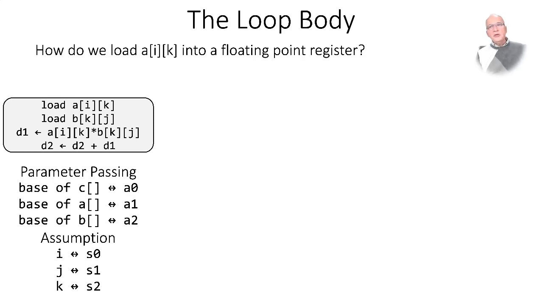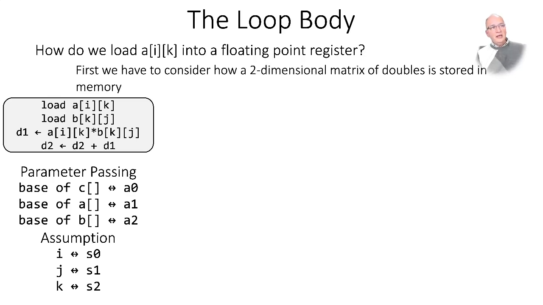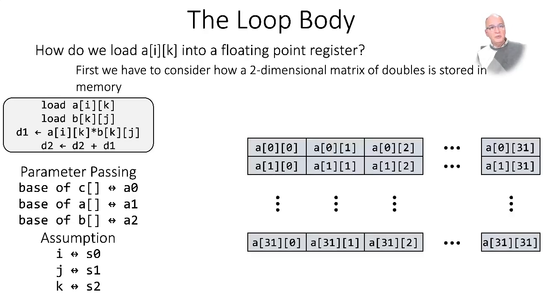So how do we load the value of AIK? Remember, we're going to have to load the value of AIK, BKJ, and store in CIJ. So how do we load AIK? First, we need to consider how a two-dimensional matrix of doubles is stored in memory. And this is a drawing of how we store it.